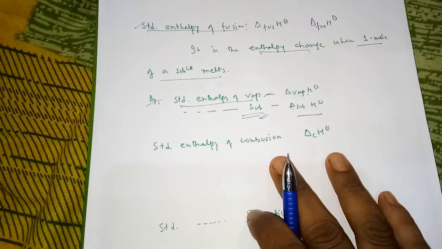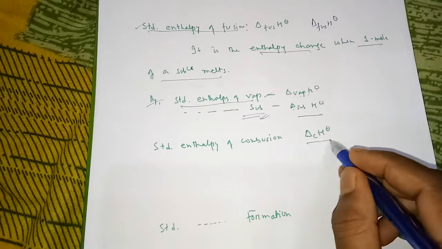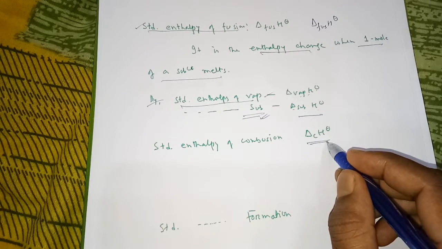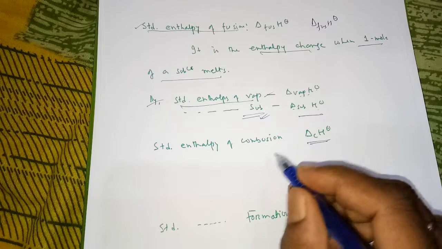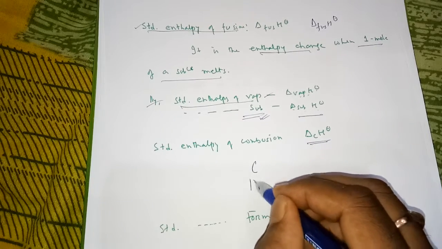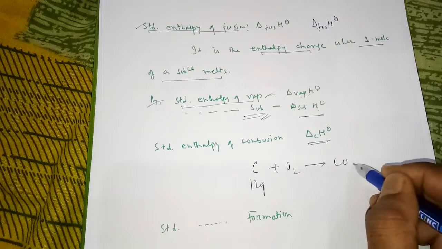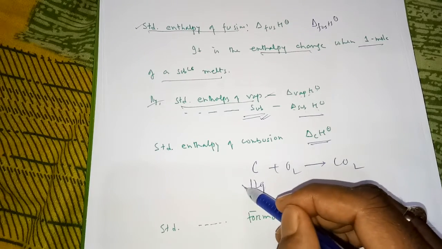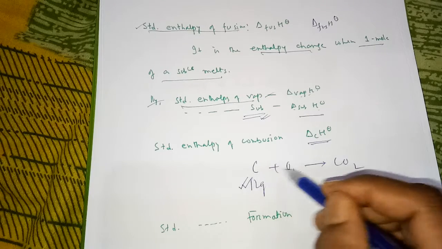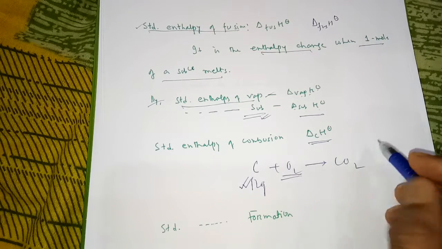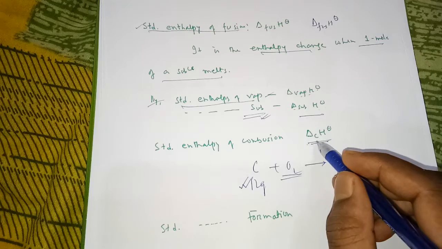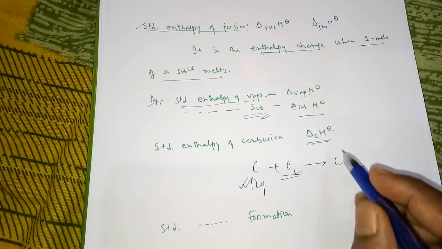Now, standard enthalpy of combustion. It is the enthalpy change when 1 mole of a substance is burned. 1 mole means, if you burn 12 gram of carbon in oxygen, you are producing carbon dioxide. Burning 1 mole means 12 gram of carbon. How much enthalpy change during that reaction? This is enthalpy of combustion, del C H standard.